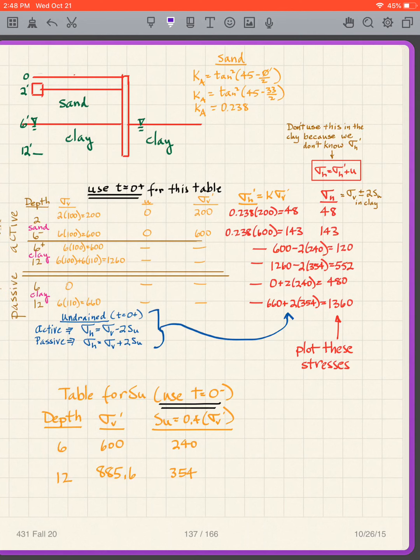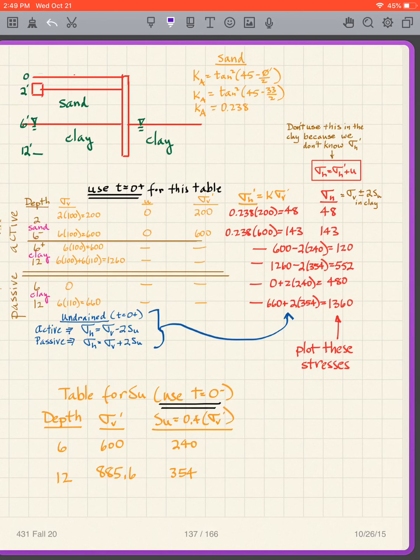How do we look at that? Well, we look at it in the way that we normally do things. And what depths are we interested in? Well, our anchor's at 2 feet, so we're at 2, and then I have a boundary at 6, so I have a 6 minus and a 6 plus, and then my 12. And over here I've got a 6 and a 12. So those are my depths that I'm interested in.